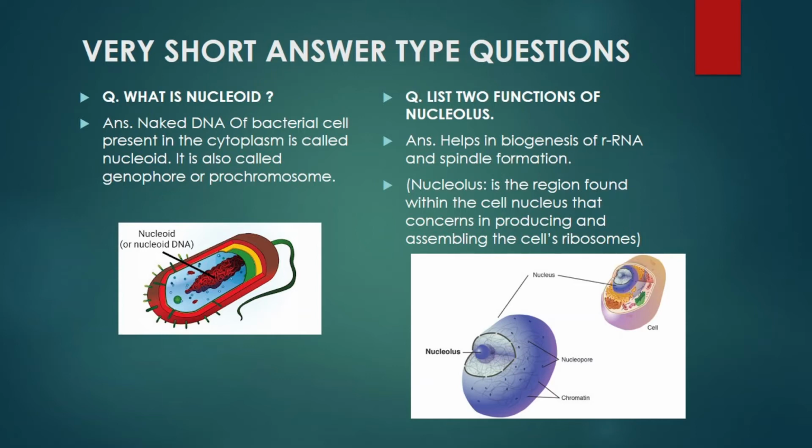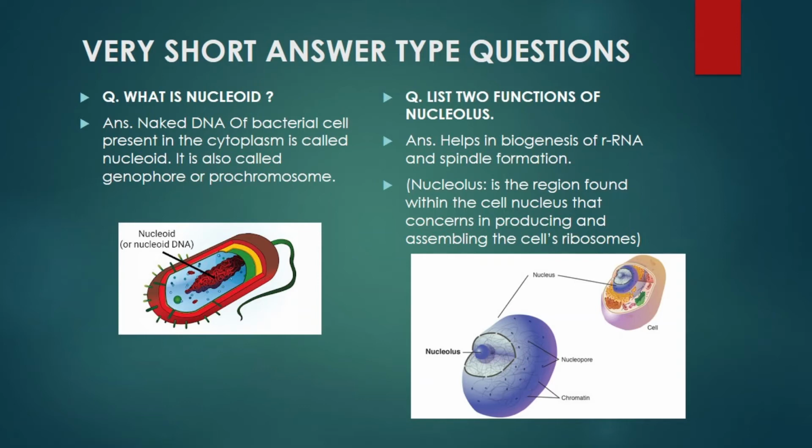You all will know about the nucleolus. It is the region found within the cell nucleus that is responsible for producing and assembling the cell's ribosomes. These ribosomes are for protein synthesis. You can definitely see the nucleolus in the pictures. Inside the cell is the nucleus, and inside the nucleus you can see the nucleolus, the core where it is situated. That's all for this one.